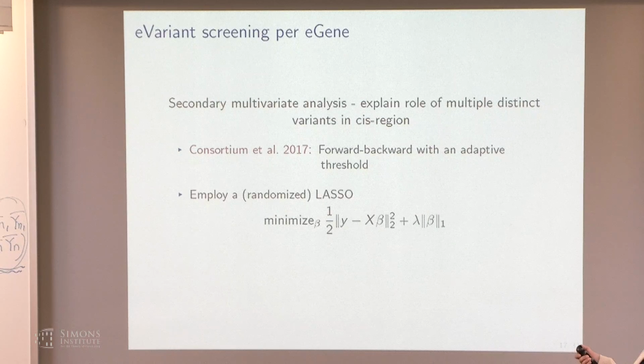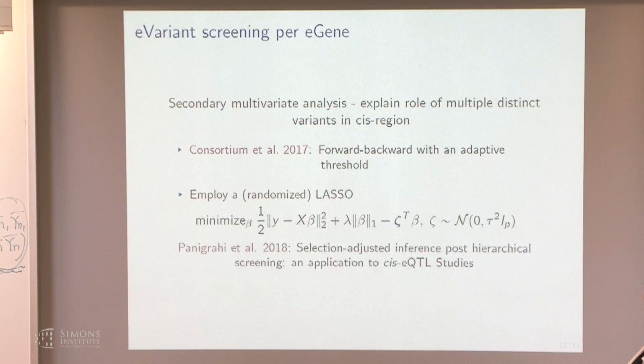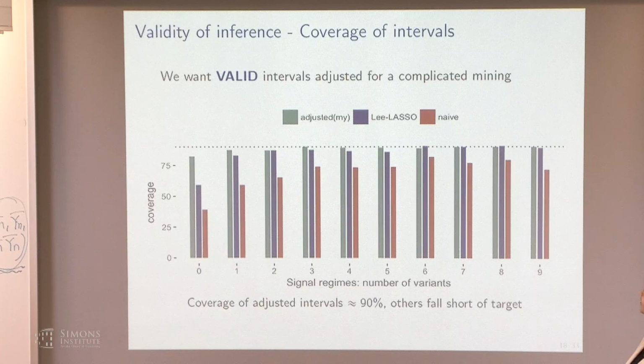Once you have the eGenes, you run a LASSO for each of the eGenes to report e-variants. I'm skipping over this a bit. This is basically to give you a snapshot of how the inference compares. We saw that naive inference was bad. This is just Lee, which adjusts for LASSO, which is just one stage of the mining, because you have also mined the eGenes, and that's not LASSO. That's why you see that Lee LASSO falls short of coverage: it's not accounting for all of the selection here.